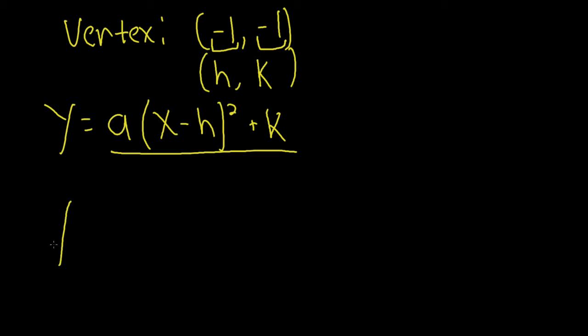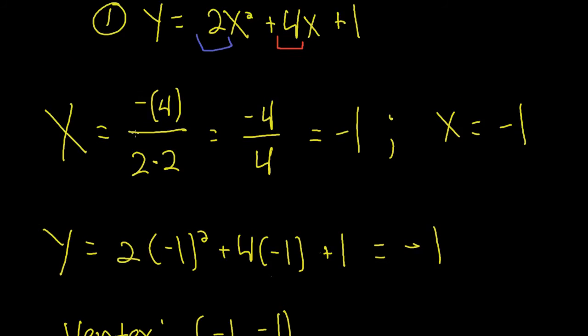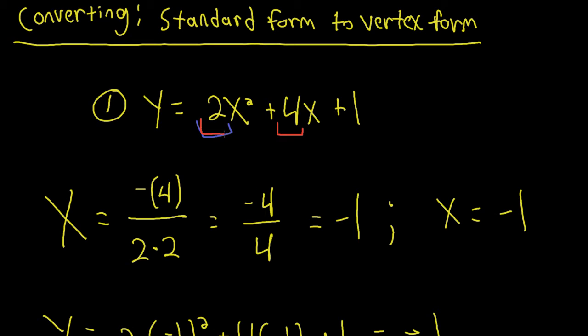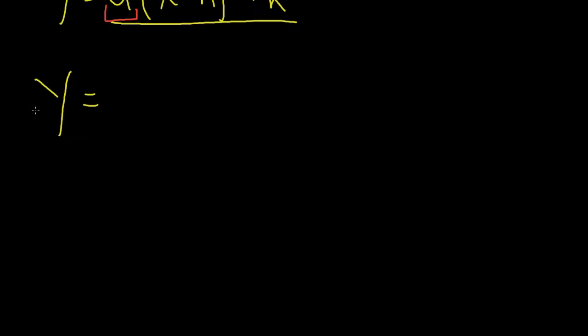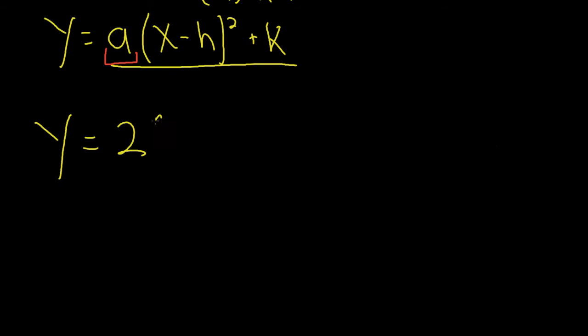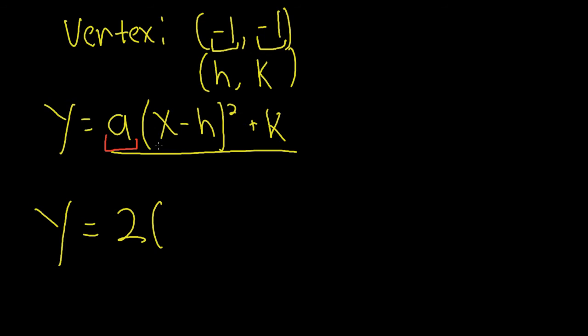So when I convert, it's going to look like this. y equals our a value. Our a value is going to be the same in both equations, which in this case is 2. So we're going to have y equals 2 times x minus our h value. So our h value is negative 1. And we're just going to square that. Plus k, our k is negative 1, so minus 1.